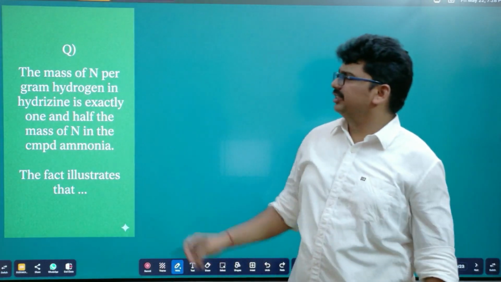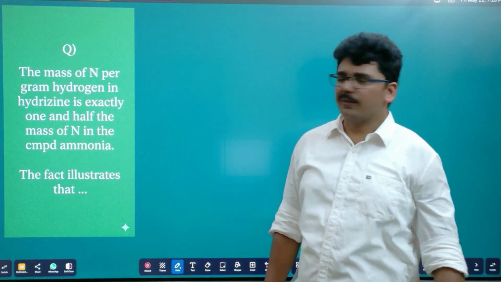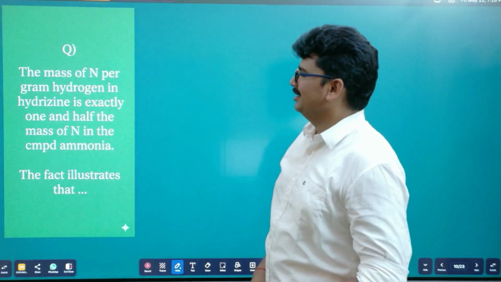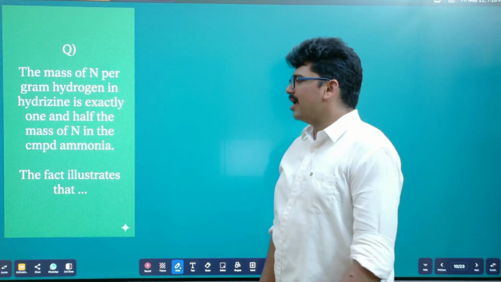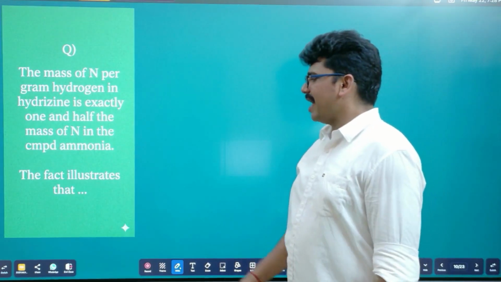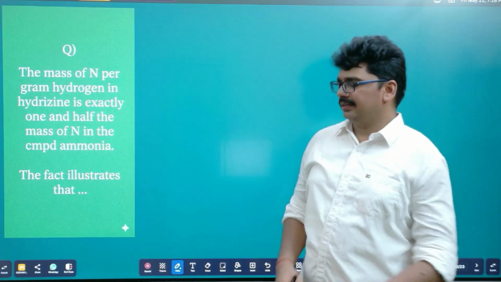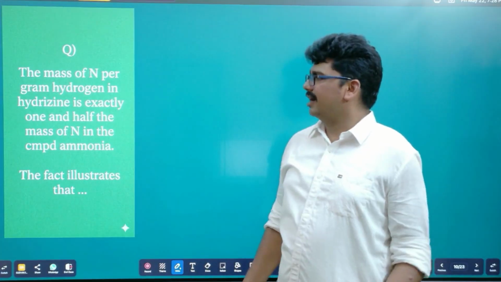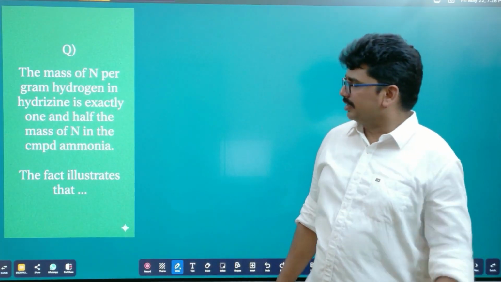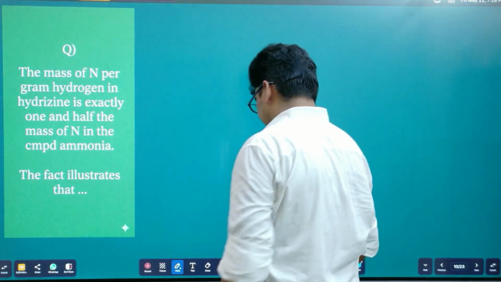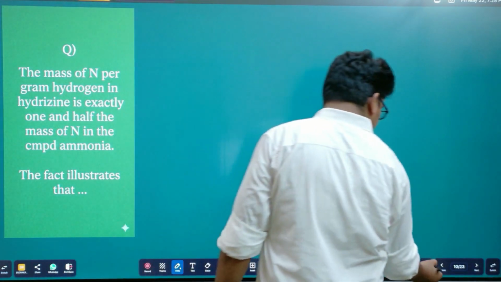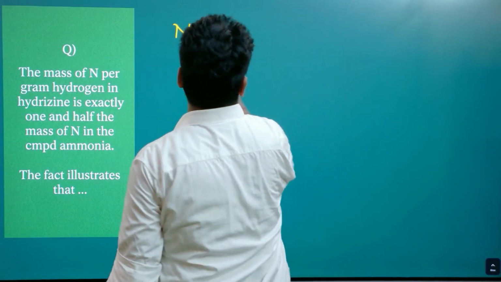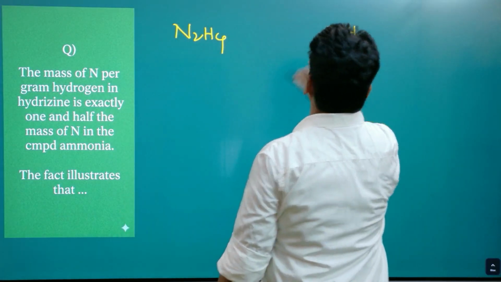So another important question from the law of multiple proportion. The mass of nitrogen per gram of hydrogen in hydrazine is exactly 1.5 times the mass of nitrogen in the compound ammonia. The fact illustrates that, means it is the law of conservation of mass, or law of multiple proportion, or law of constant proportion. Which law is it following? That is the question here. Now, in this we have two compounds. One is hydrazine, N2H4. Another compound is ammonia, NH3.